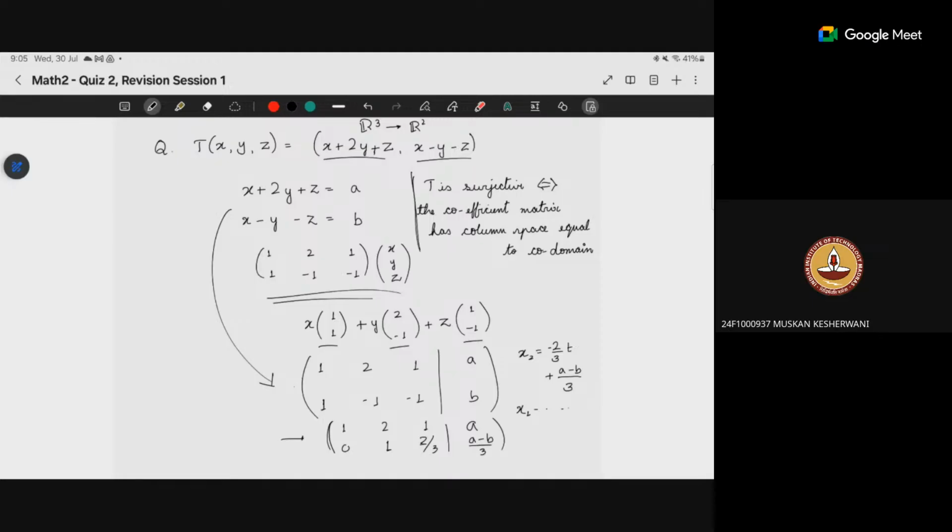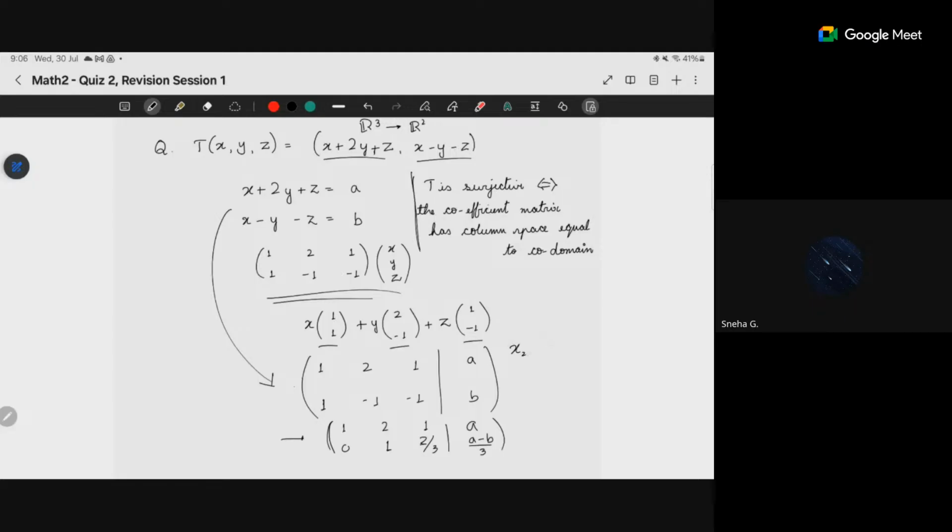All right, so is this at least somewhat clear? Yes. So how did you write that x2 equals minus 2 by 3 t? What is the t here? Okay, so x3 is an independent variable, right?